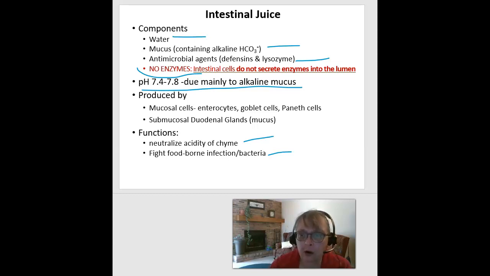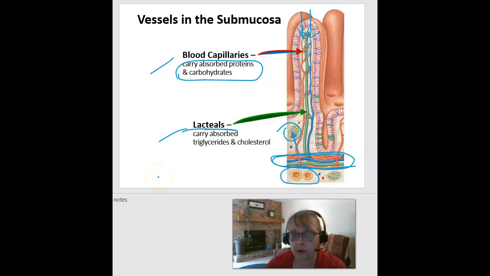And then the next thing we want to look at is the submucosa in the small intestine. Notice down here in the submucosa we have blood capillaries, as well as lymphatic capillaries, and Peyer's patches in certain regions and Brunner's glands in certain regions of the small intestine.